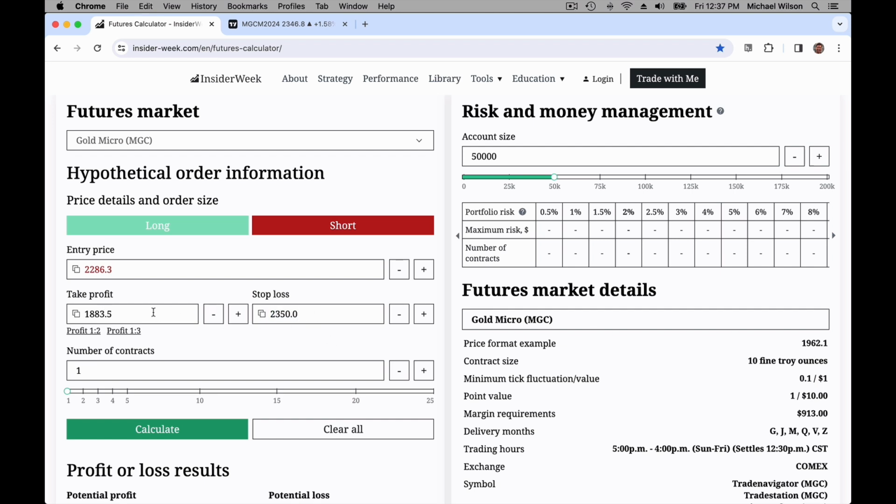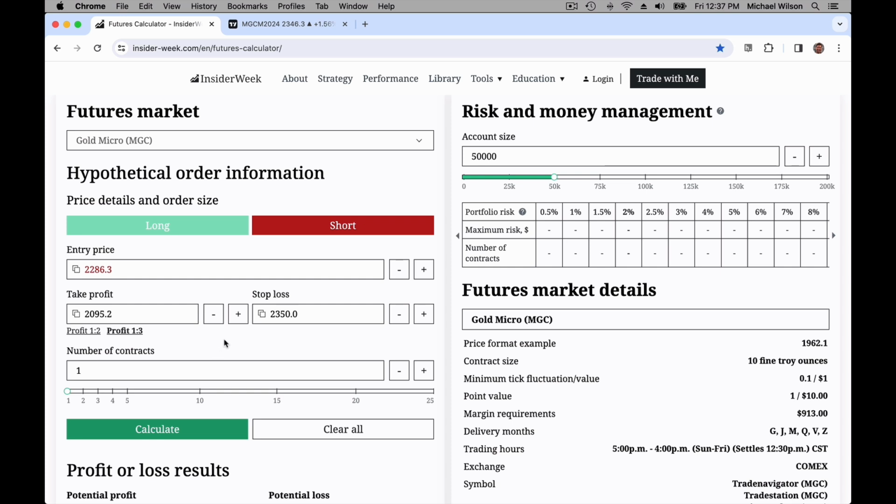Now I skipped the target profit for right now. What I'm going to do is I'm going to go ahead and let the futures calculator calculate that profit target for me. And I want to select a 1 to 3 profit target, meaning for every dollar I risk, my hope is for a potential profit of 3 times that dollar. So if I click that link, it's going to pre-fill that amount right here, 2229.5, with my profit target.